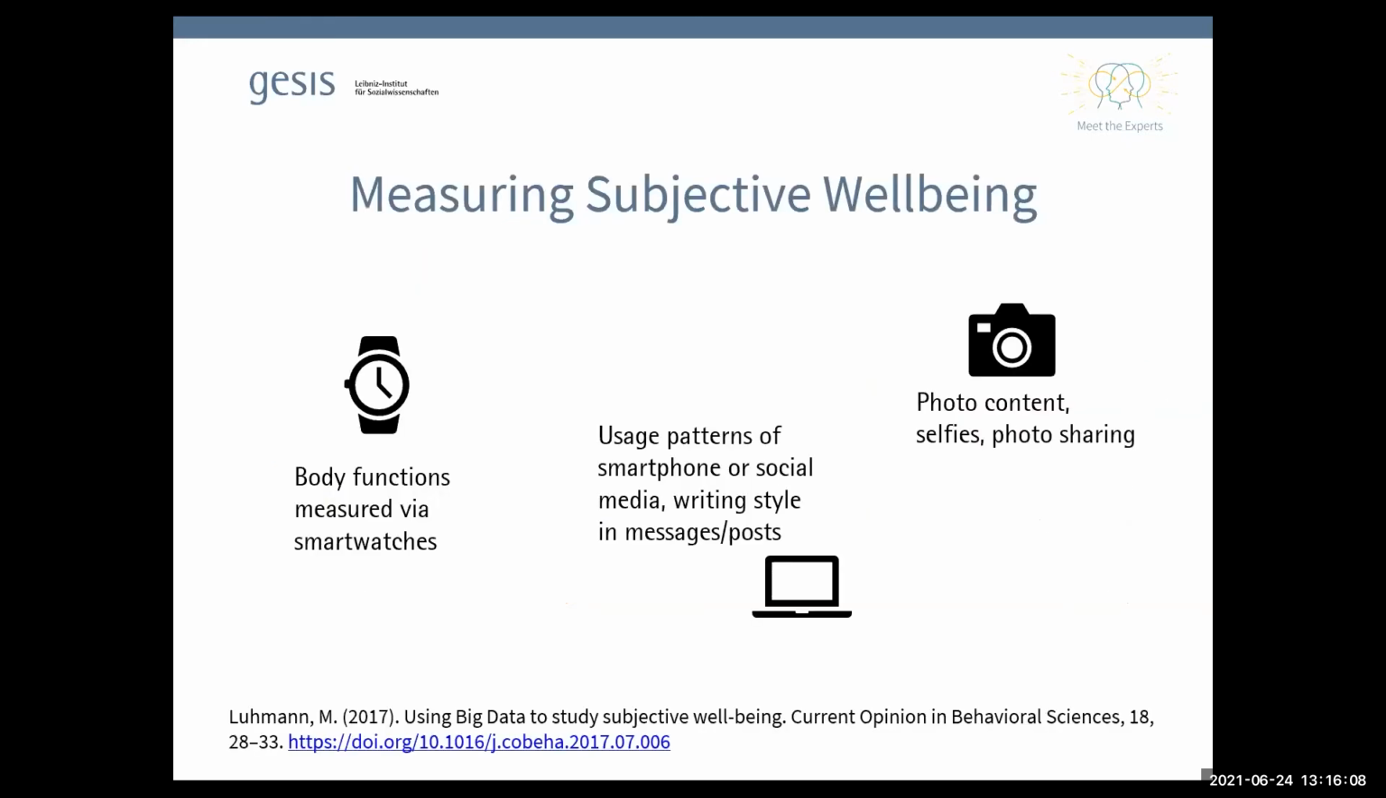For example, body functions being measured from smartwatches or other devices that measure sleep duration, heart rate and other components. So these are already being used in some contexts via data donations, for example, to measure body functions that in some cases also relate to health factors or can also be related to subjective well-being.